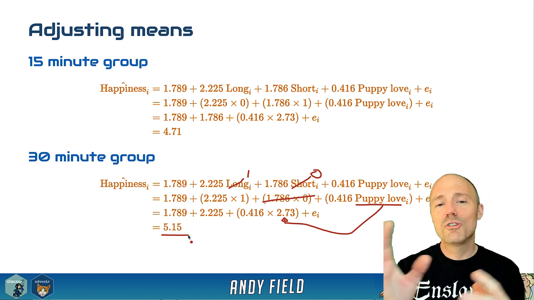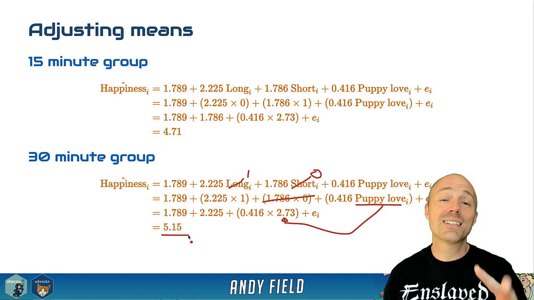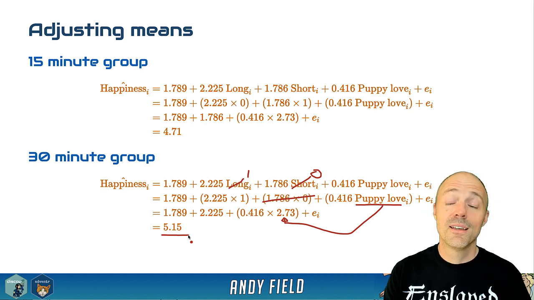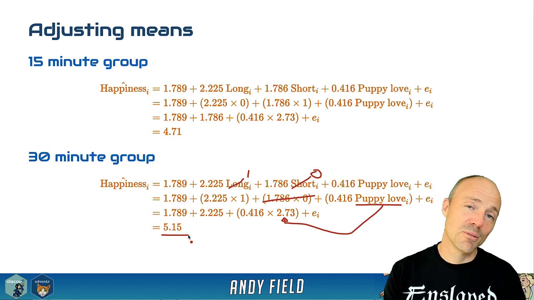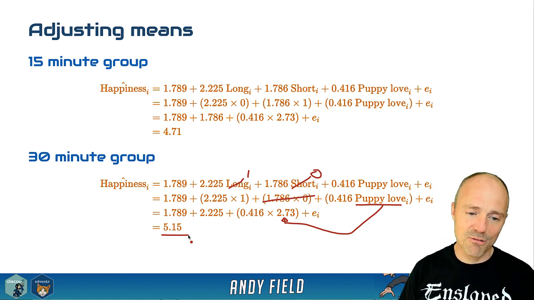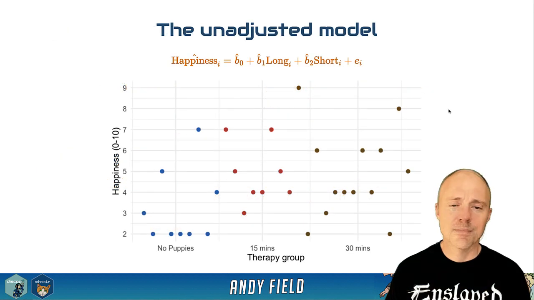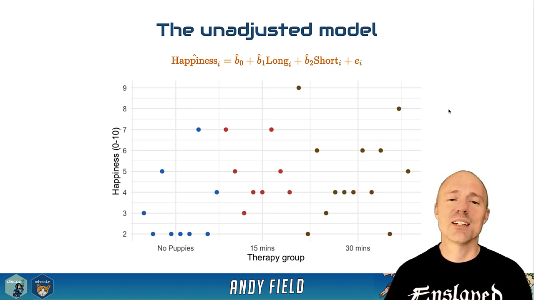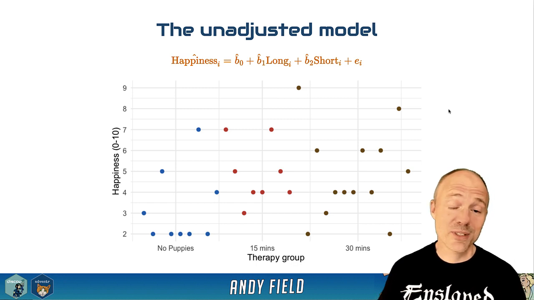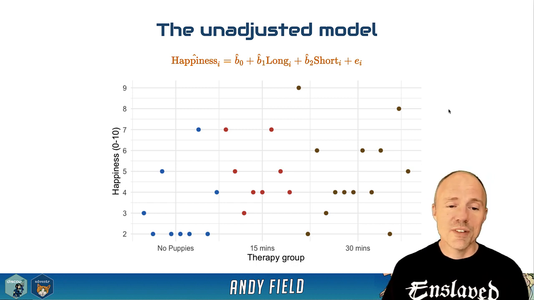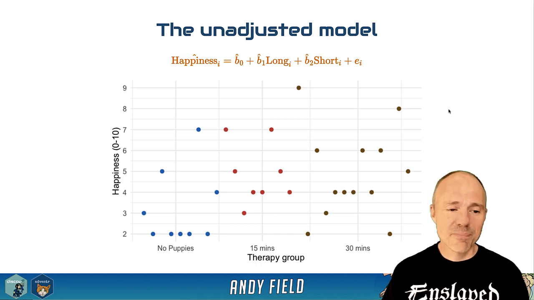So by going through this procedure, we've ended up with 3 predicted values: a predicted value for the control group, a predicted value for the 15-minute group, and a predicted value for anyone in the 30-minute group. So let's have a look at the unadjusted model. Remember, here we don't have puppy love in the model, we're just predicting happiness from these 2 dummy variables that represent which therapy group someone belonged to. So each dot on this graph is a participant, and we've got their happiness scores running up the y-axis and the group membership running across the x-axis.